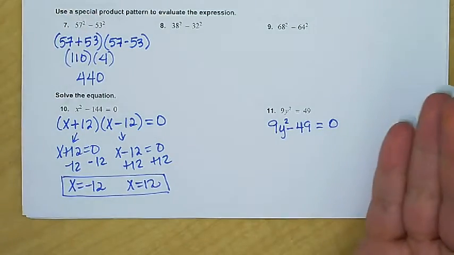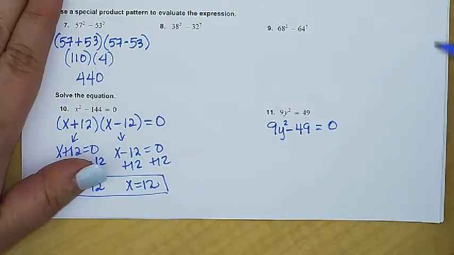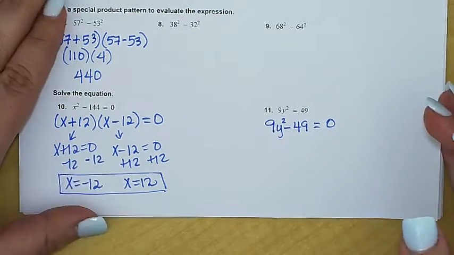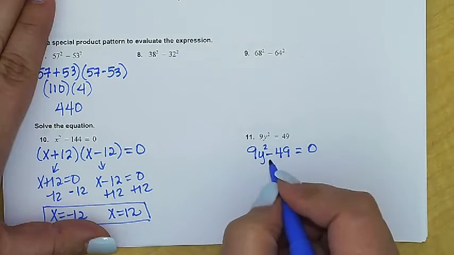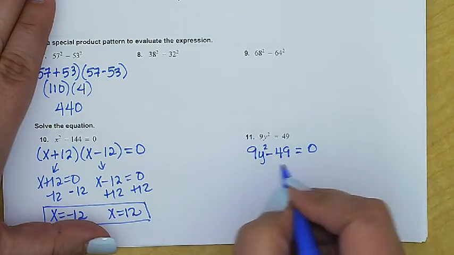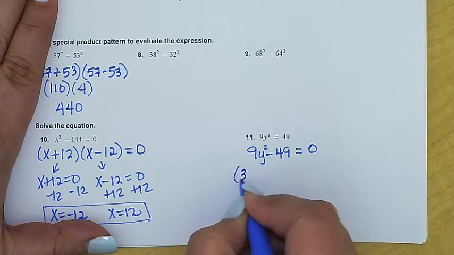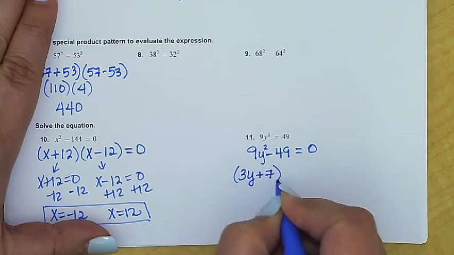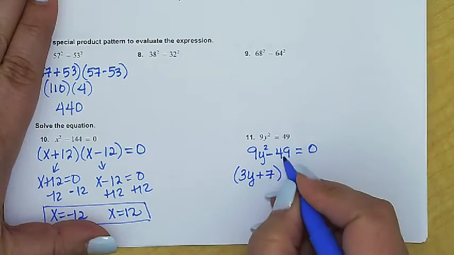This is, again, where it really pays off to know that numbers are perfect squares. So if you want to have a little list of your perfect squares from 1 to 20, that would probably be very wise, unless you really genuinely have them all memorized. So if we solve this, I know 9 is a perfect square, I know 49 is a perfect square, and I know the square roots are 3 and 7. So 9y squared has a square root of 3y.